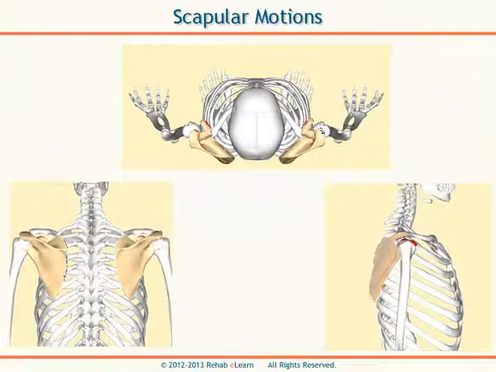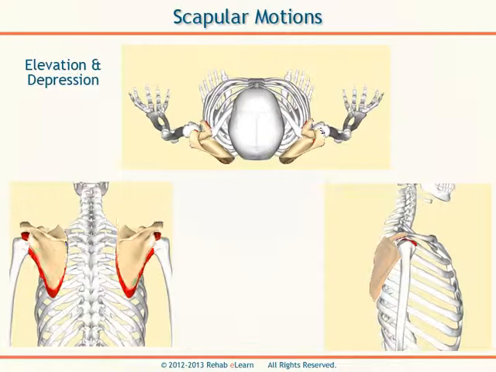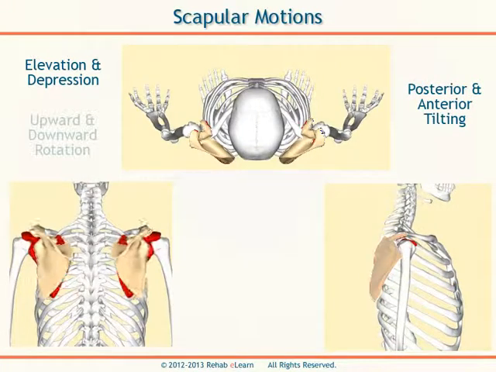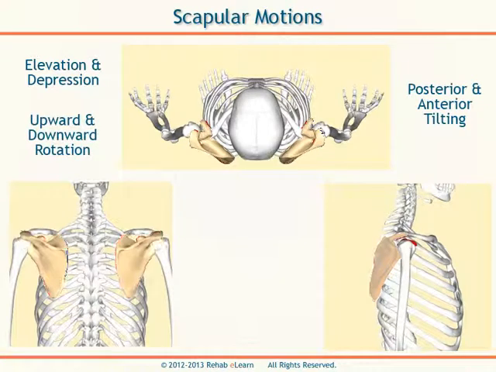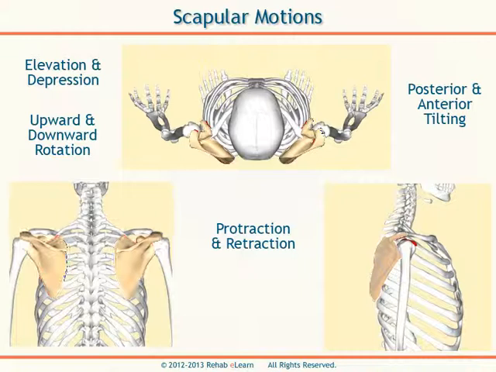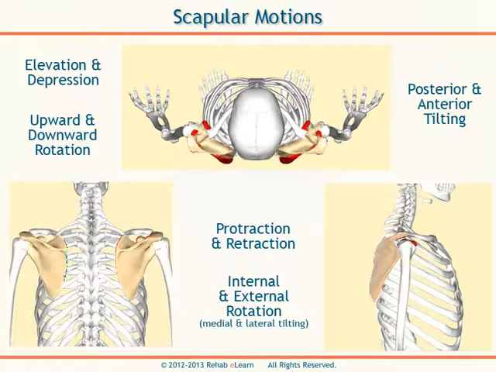Scapular motions consist of the following: elevation and depression in the frontal plane, posterior and anterior tilting in the sagittal plane, upward and downward rotation in the frontal plane, protraction and retraction in the transverse plane, and internal and external rotation in the transverse plane. Medial and lateral tilting would be examples of this particular motion.